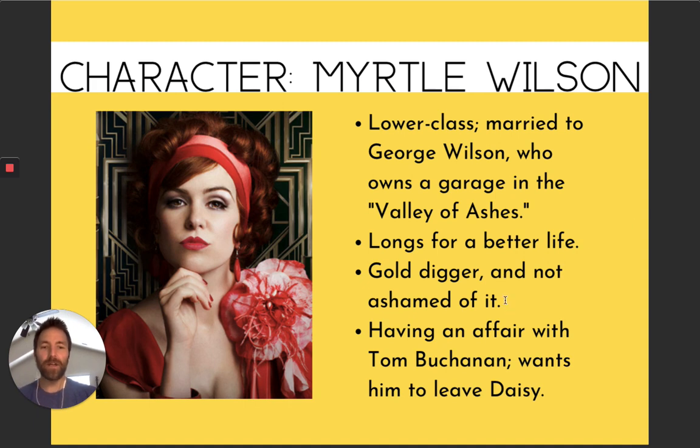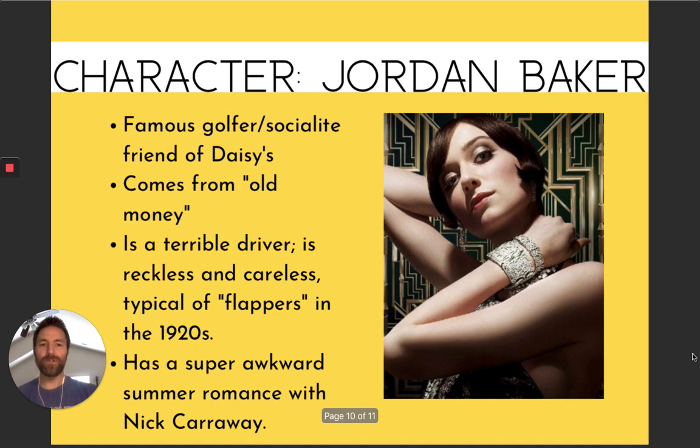She's definitely a gold digger. She's not even really ashamed about it. She is having an affair with Tom Buchanan, but she wants him to leave Daisy. So Myrtle's kind of desperate to join the upper class. She is from a poor background. Her husband is this spiritless, weak person who owns a garage and doesn't really stand up for himself. And okay, next character is Jordan Baker.